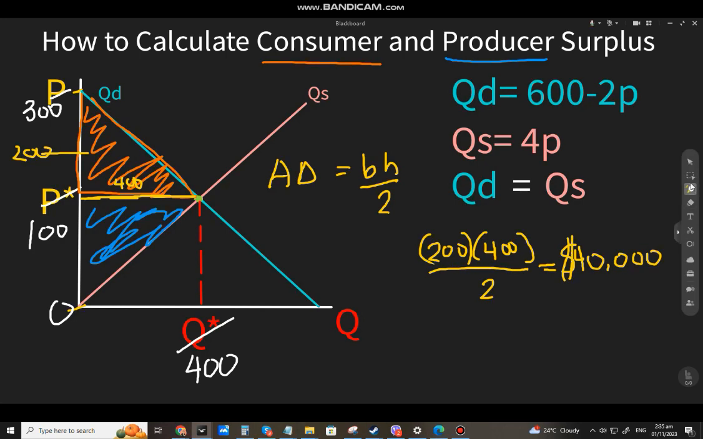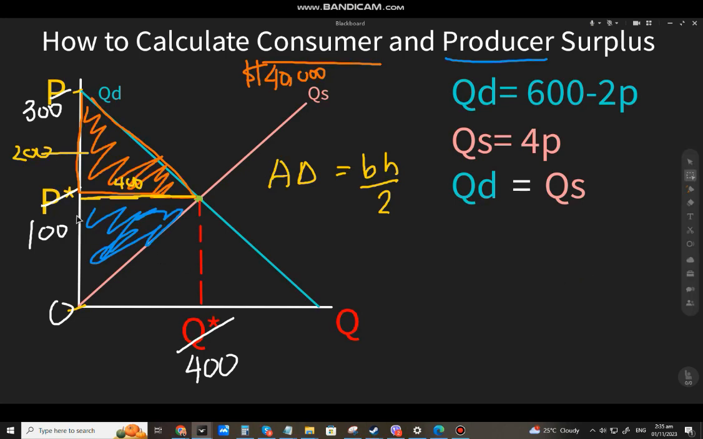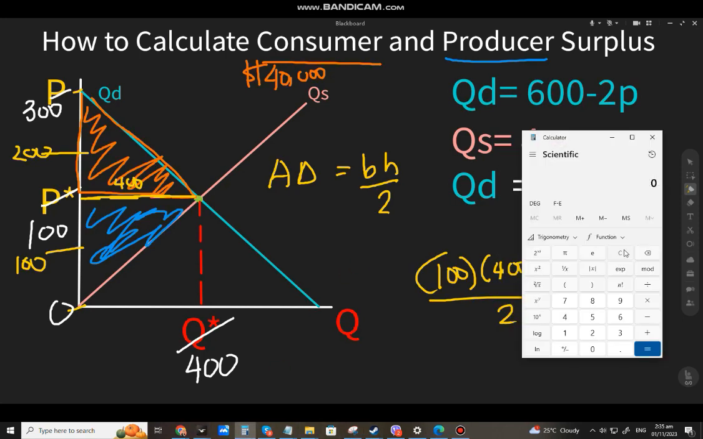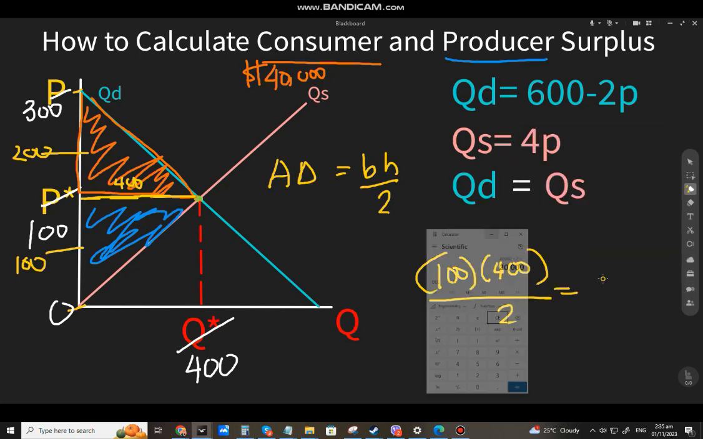I'll just put orange here: $40,000 for the consumer surplus. Now, how about the producer surplus? We know that this is 100 and this is 0. So, of course, the height will be 100. And the base is 400 also. So that will be 100 times 400 divided by 2, which is 40,000 divided by 2. That will be 20,000.